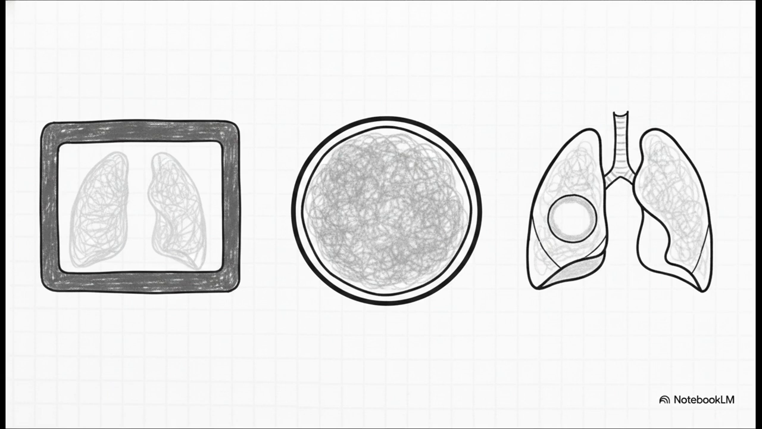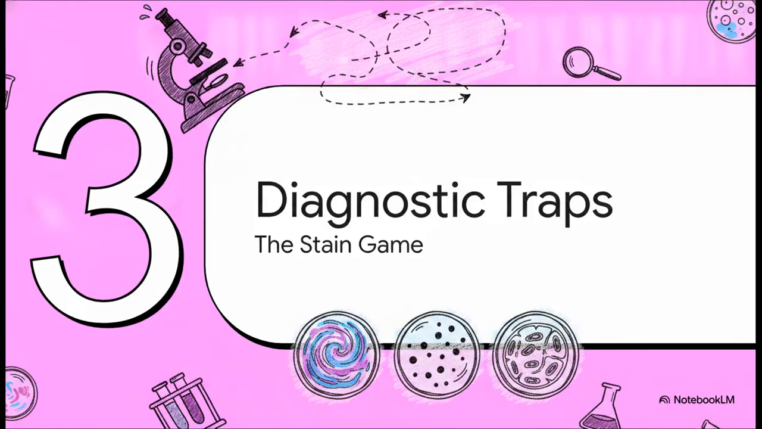Oh, and one more thing. If a vignette mentions an HIV patient who suddenly develops pneumocystis, those thin-walled air cysts, or a spontaneous pneumothorax, PCP needs to be at the absolute top of your differential. Section 3. Navigating diagnostic traps.